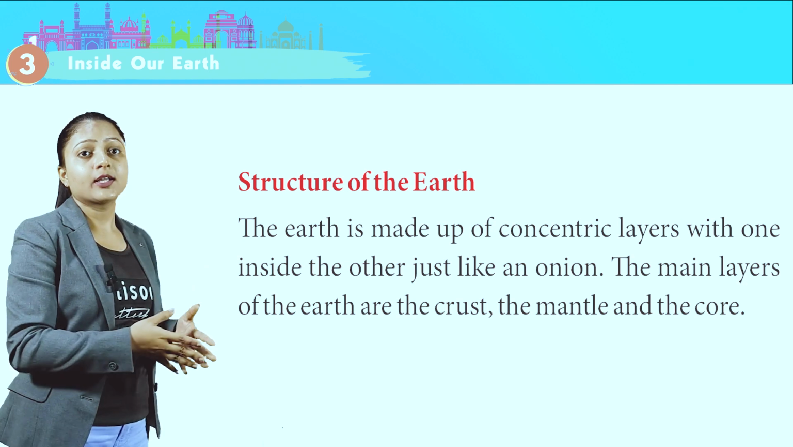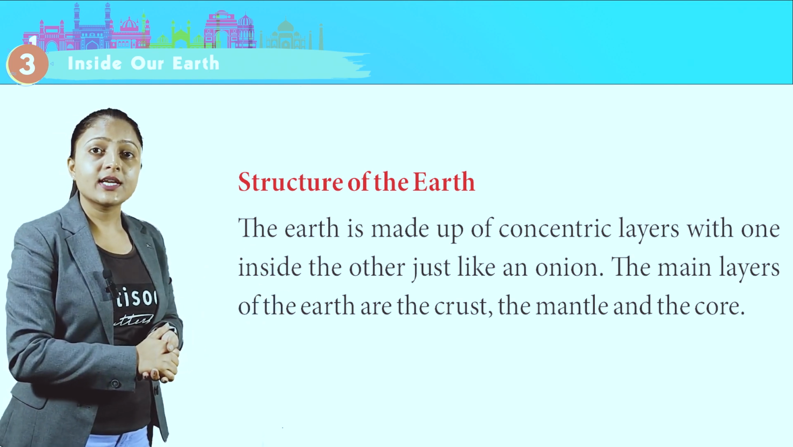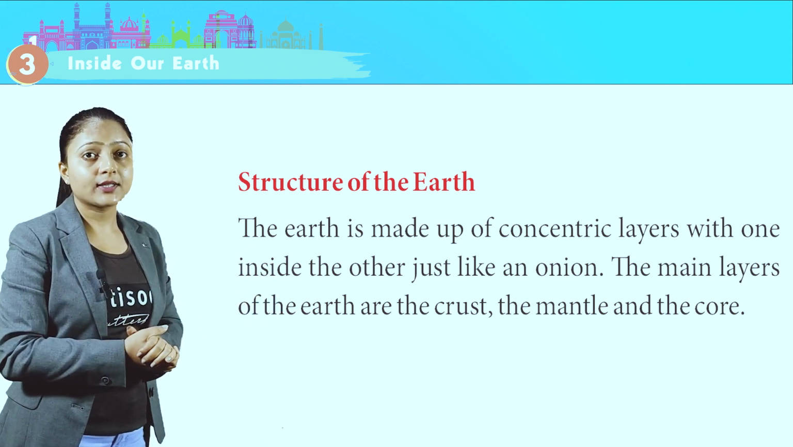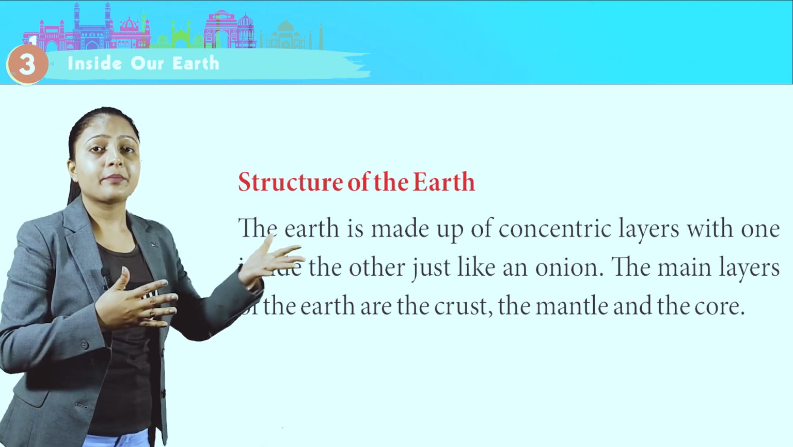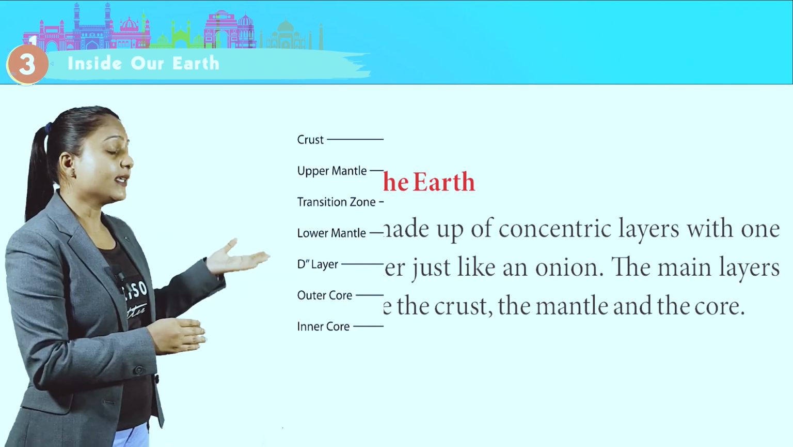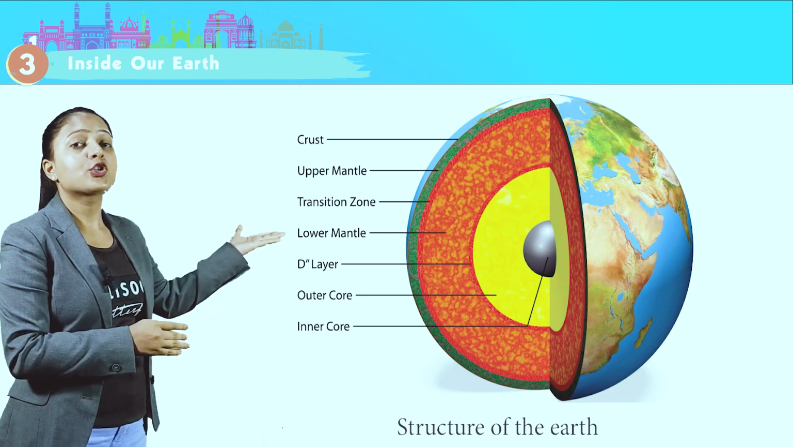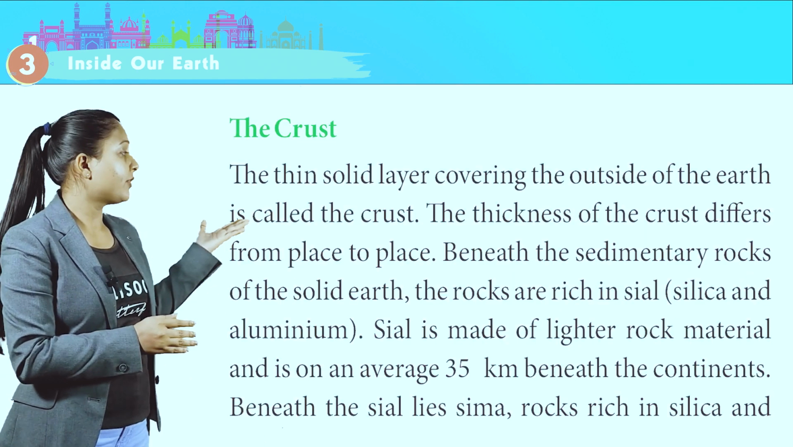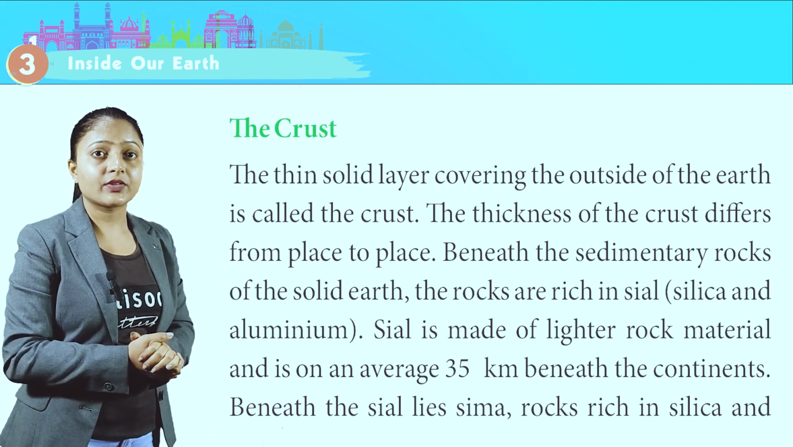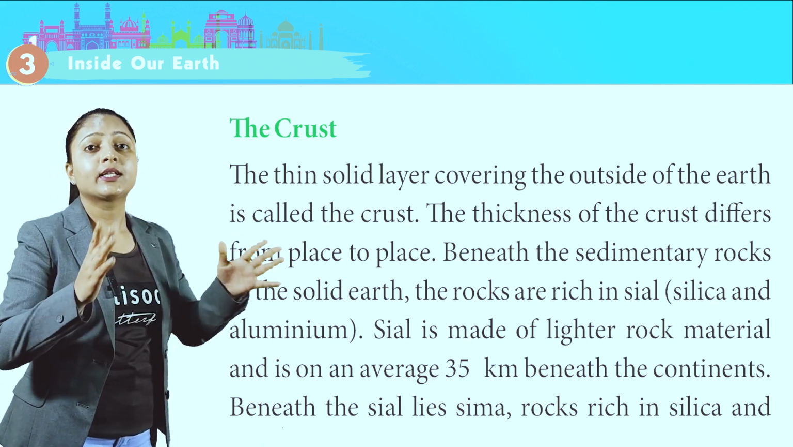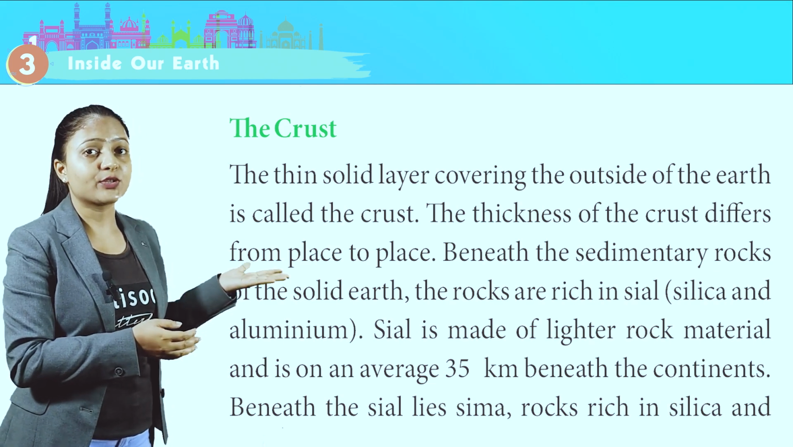Structure of the Earth. The Earth is made up of concentric layers, one inside the other, just like an onion. The main layers of the Earth are the crust, mantle and the core. This is the structure of Earth showing different layers. First, the crust. The thin solid layer covering the outside of the Earth is called the crust. The thickness of the crust differs from place to place.